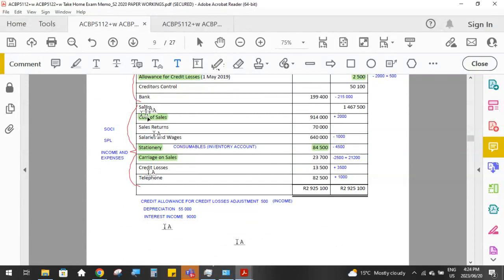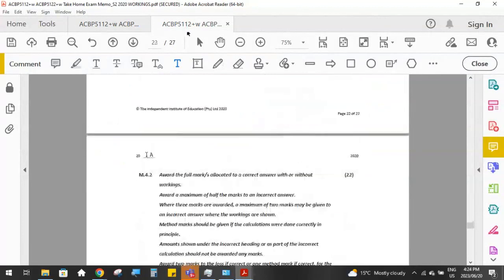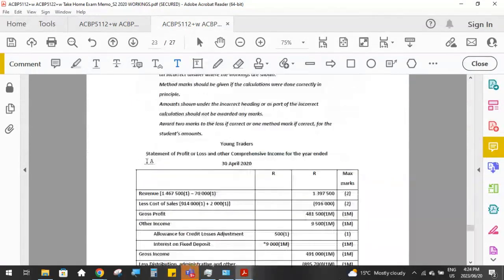Okay, so in addition to these accounts that we've got, we have adjusted cost of sales, we've adjusted salaries and wages, we've adjusted stationery expense, we've adjusted carriage on sales, credit losses we've increased, telephone we've adjusted, and in addition to that, we've now got credit losses adjustment account, the depreciation account, and the interest income account as well. So these are the accounts that will now appear in our statement of profit or loss. So we can now go and compile that, draw it up neatly.